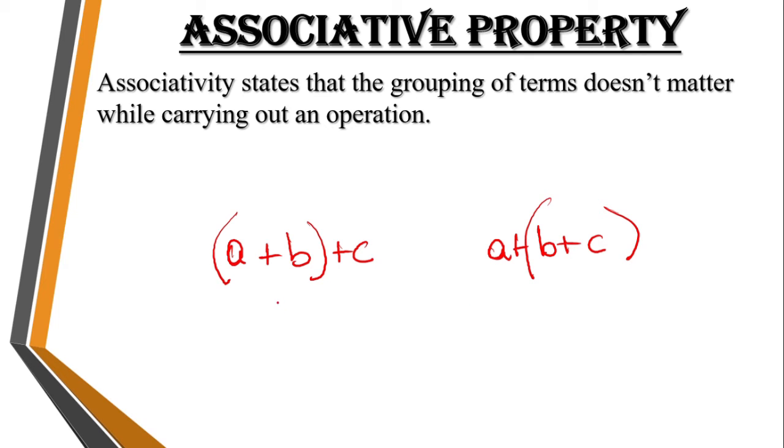Now what is the difference if we group? So here we will do A plus B first and this sum will be added to C. So first we will do A plus B and then add C to the sum. And here we will do the opposite. Here we will do B plus C first and this sum will be added to A. Right. Here we are doing A plus B first and here we are doing B plus C first. Right. This is known as grouping of terms.